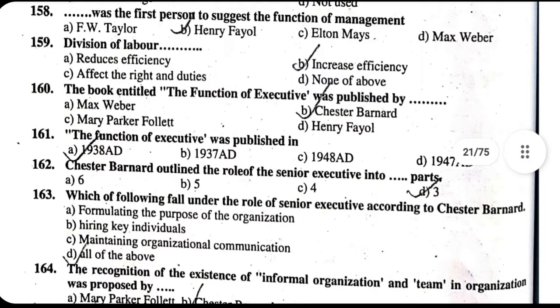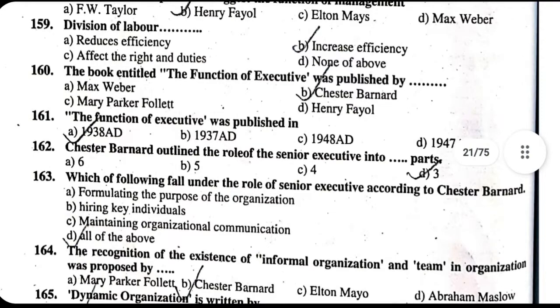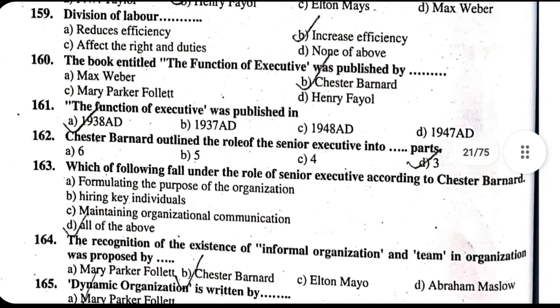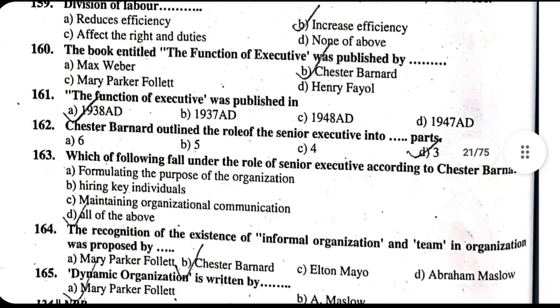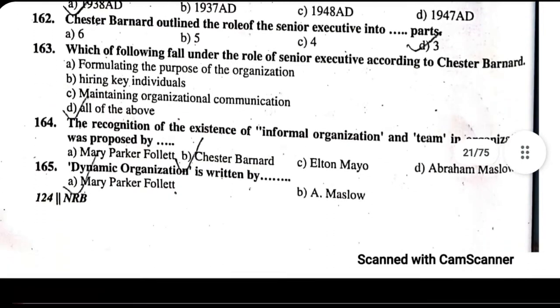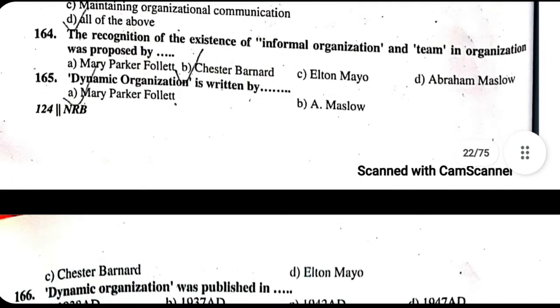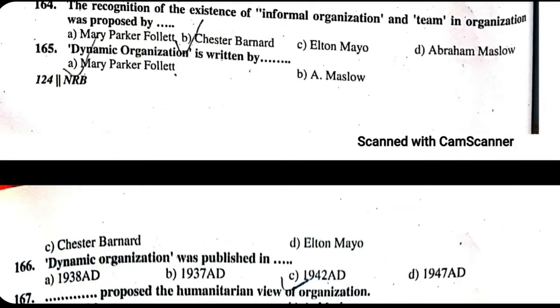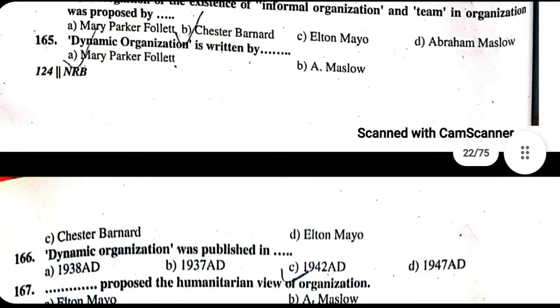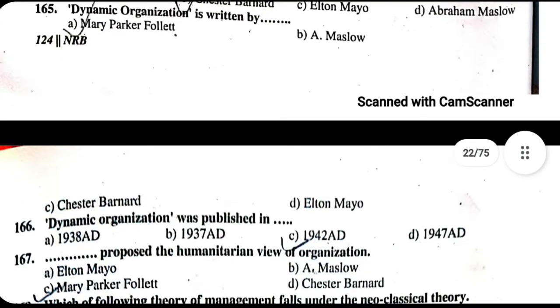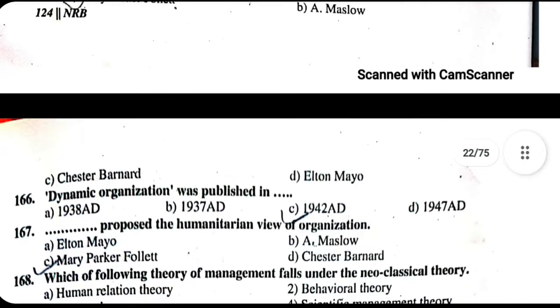164. The recognition of existence of informal organization and team in organization was proposed by Chester Barnard. Dynamic Administration is written by Mary Parker Follett. It was published in 1942 AD. 167. Who proposed the humanitarian view of organization? Mary Parker Follett.